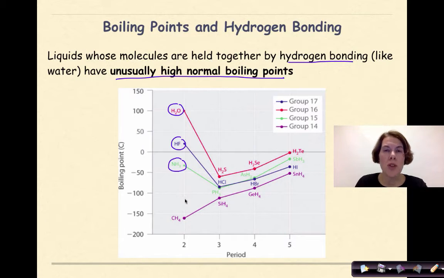We also know the general trend that as molecular mass increases, intermolecular forces tend to increase, and therefore boiling points tend to increase, which is why we see this general increase in boiling point as we go across the periods. Molecules that contain hydrogen bonding violate this general trend because they are very light, but because they have these highly electronegative elements involved in their compounds, they will have high normal boiling points.